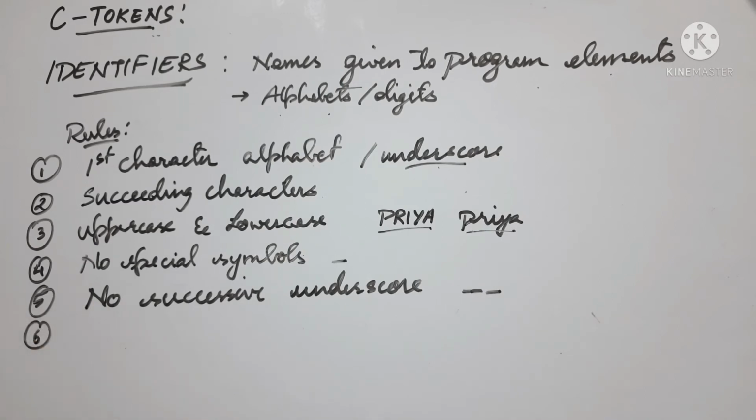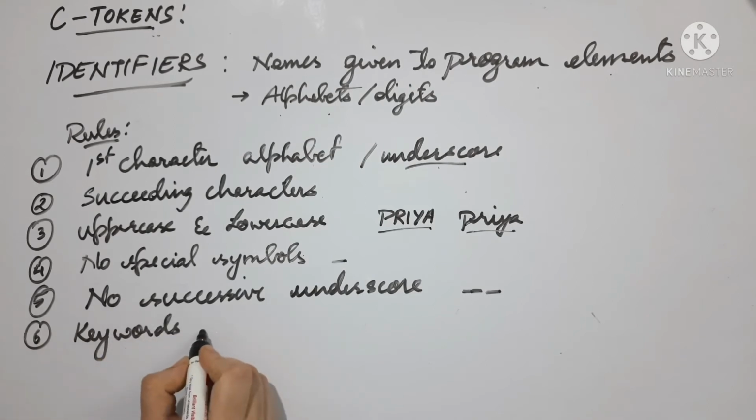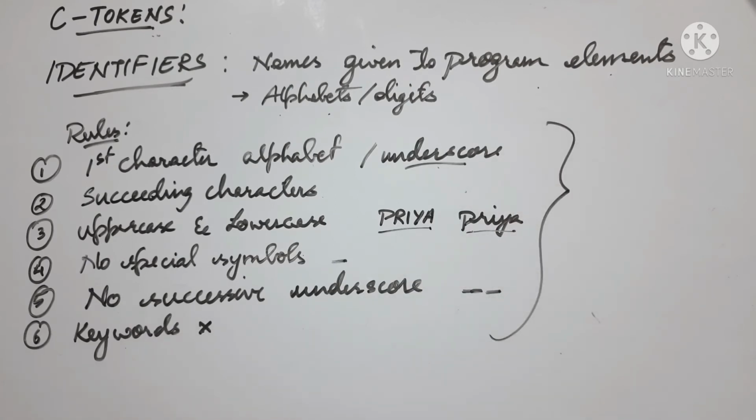The last important rule is, keywords should not be used. As I have already discussed, keywords are nothing but reserved words. Their meanings are fixed, so you cannot use keywords. So these are the important rules for identifiers. Let us take some examples for this.